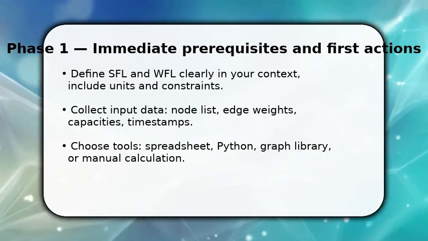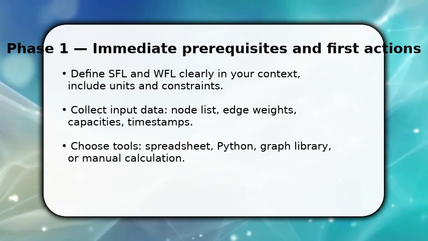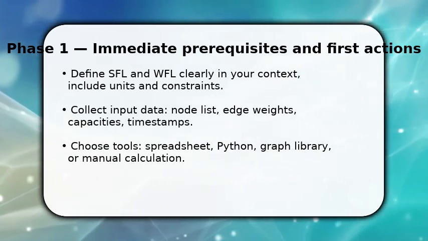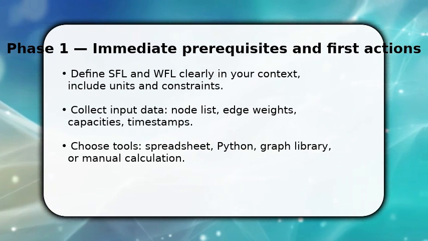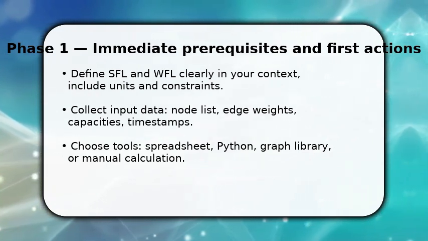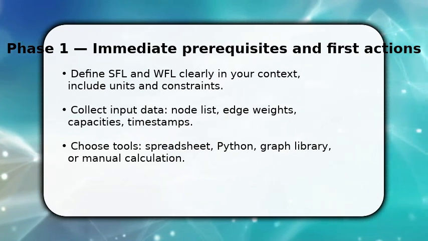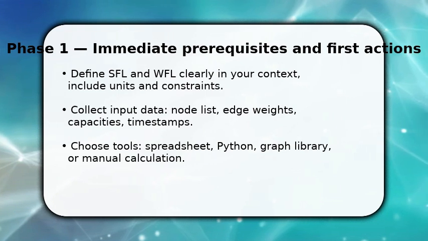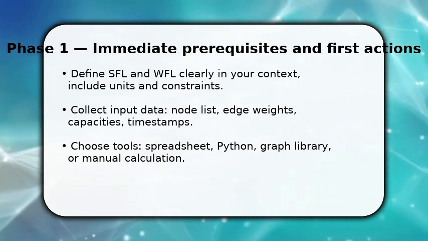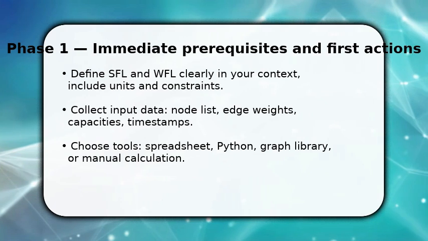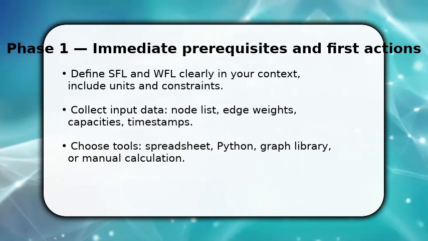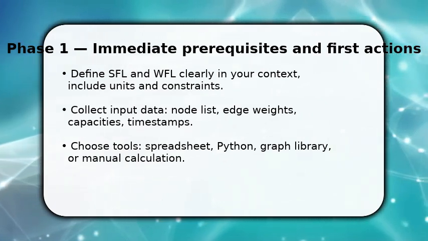You start by setting exact definitions, what SFL means versus WFL in this problem, and why each matters to your goals. Once defined, gather clean input: nodes, weights, capacities, and any constraints. Make sure formats match, otherwise your results will be wrong. Next, pick a calculation tool: spreadsheet for small sets, Python plus a graph library for larger ones, because the right tool speeds searches and reduces mistakes.